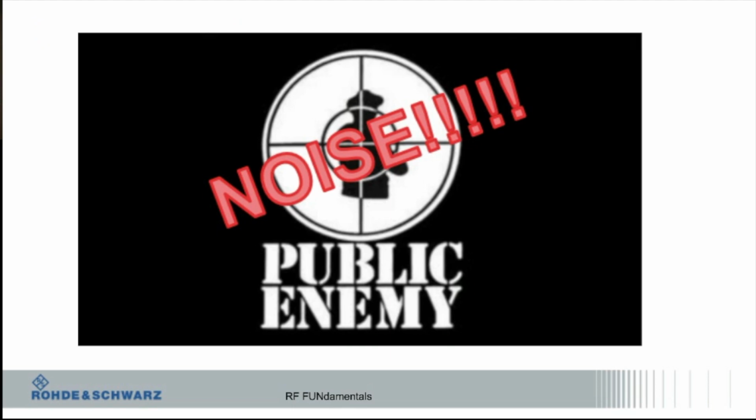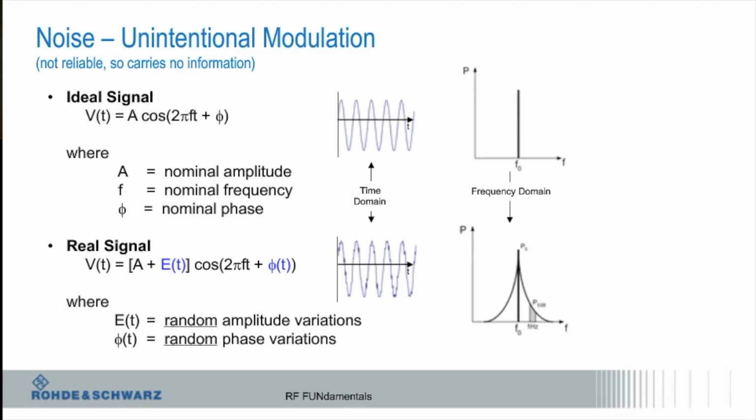Public enemy. So you could have, again, we go back to our ideal signal. There's a cosine 2 pi ft plus phi. So there's an amplitude component. In this case, it's saying that's a fixed amplitude, right? F is fixed and phi is fixed. So realize that any or all of those components can actually have a noise component to them too, right?